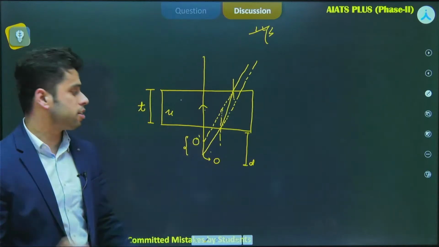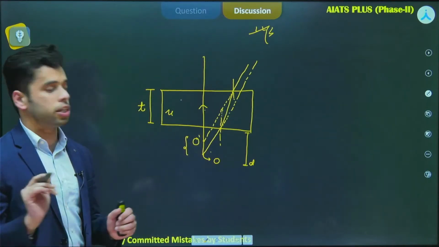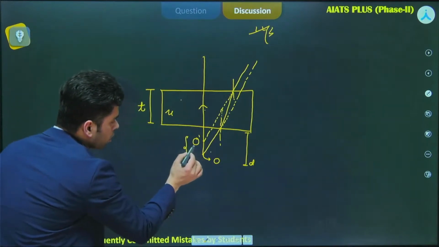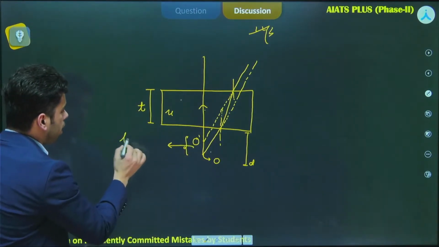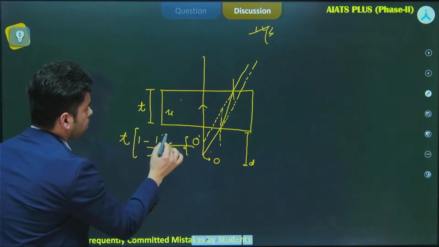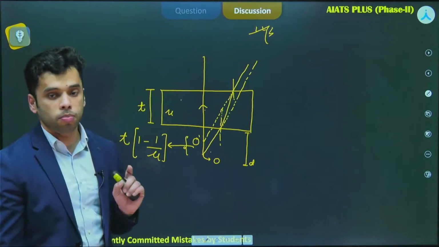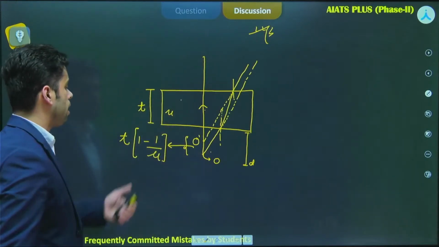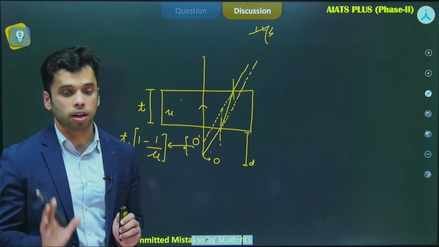Now we need to calculate this distance. It's a basic calculation. I'll get you the result. This shifting is equal to T times 1 minus 1 by mu. T is the thickness of the glass slab and mu is the refractive index of the glass slab.